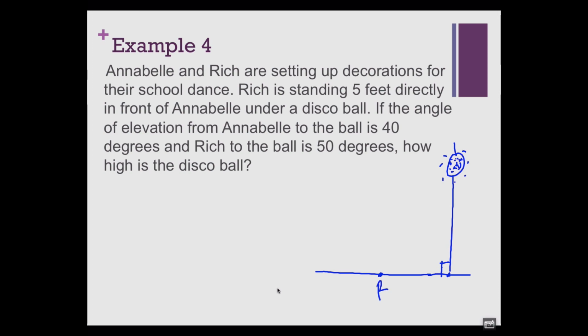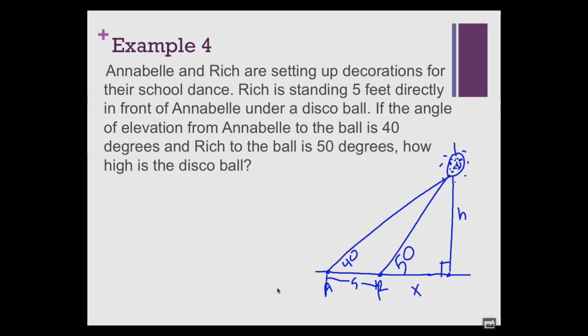Good. Where's Annabelle? 5 feet behind him. What do you want to call that point? A for Annabelle. Disco ball angle for Rich? 50. For Annabelle? 40. How long is this? 5. H, X. We're not going to solve it, but it's the exact same problem. Set up two equations. Tangent of 50 is equal to H over X. Tangent of 40 is equal to H over 5 plus X. Go about solving your business.